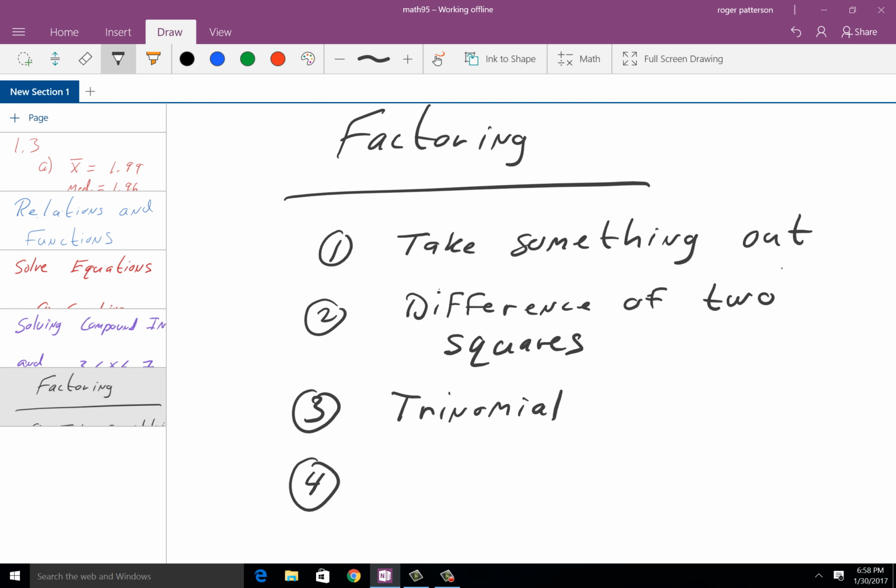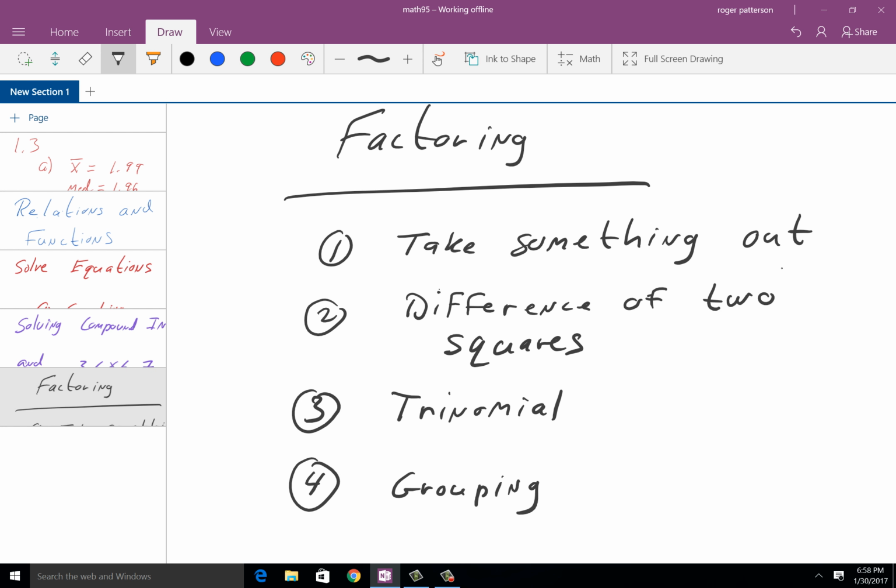And last but not least, I'm going to check to see if it's grouping, which is the one I least like. All right. So those are my techniques or procedures or guidelines or rules or whatever you want to call it for factoring. So I'm going to look to see if I can take something out. I'm going to check for differences of two squares. I'm going to check to see if it's a trinomial, and I'm going to go grouping.